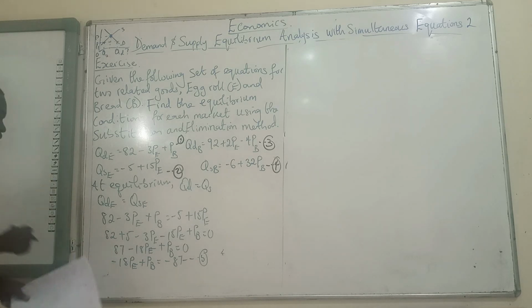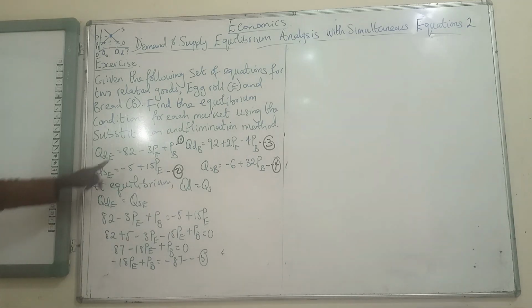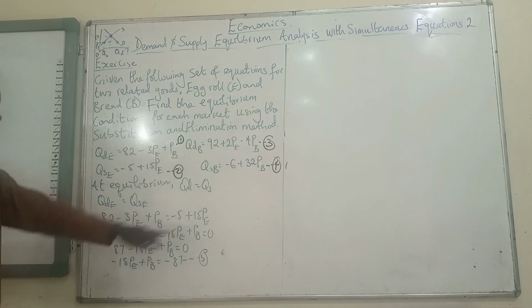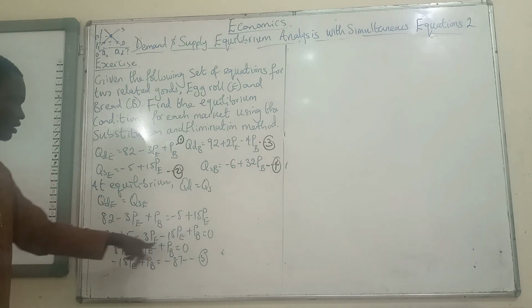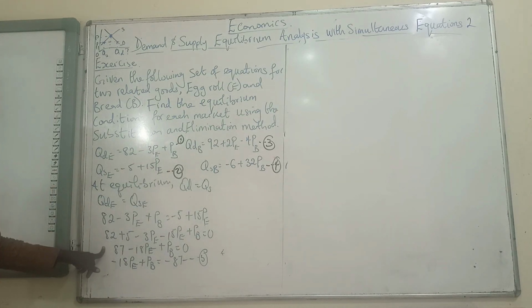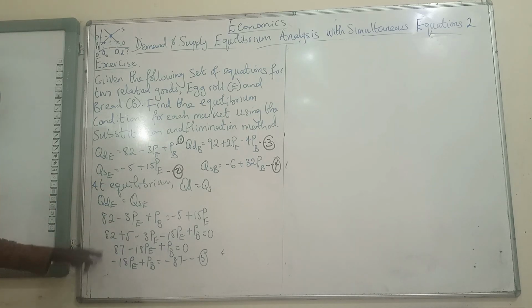So now we start with the egg roll market. Its demand function is equal to its supply function at equilibrium. Now what is the demand function? That is 82 minus 3pe plus pb. Then the supply function is minus 5 plus 15pe. We just do this to collect like terms. So this is 82, minus 5 moves over and becomes plus 5, minus 3pe, this becomes minus 15pe, then plus pb equals 0. So 82 plus 5 is 87, minus 3 minus 15 is minus 18pe, then plus pb equals 0. Then we take the constant to the other side. So we have minus 18pe plus pb equals minus 87, and that is called equation 5.